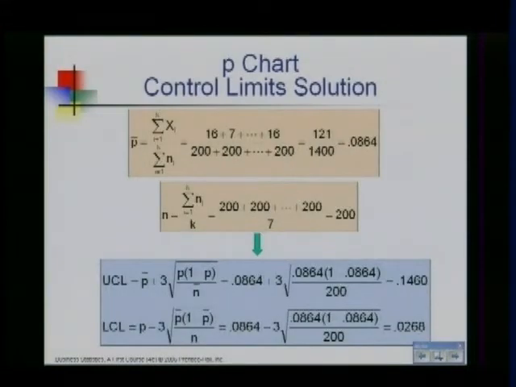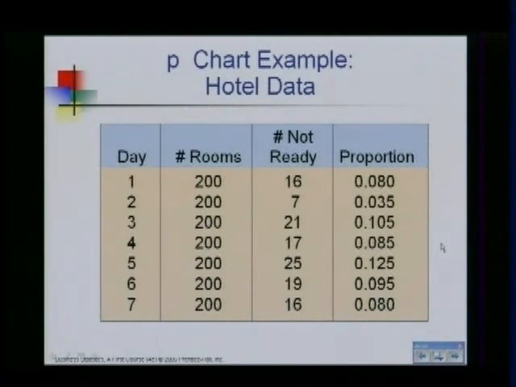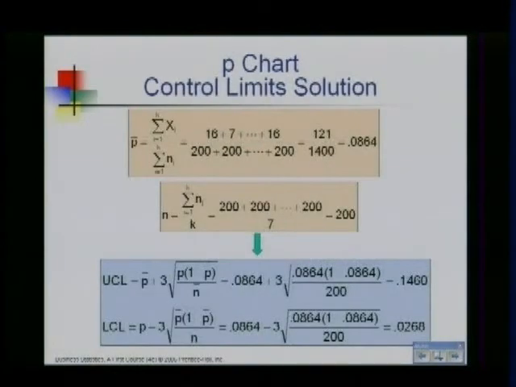Okay, we're ready to set up our control chart now. So what we want to do is to find P bar, that is the average proportion. The way I do that is I sum my x's, which is the number of values that have the characteristic. So we can go back to the other page just a second so you can see where this number is coming from. Okay, this is the number of rooms not ready. Add up those values, and the total number of rooms would be 200 per day times 7 days. So that's what we did over here.